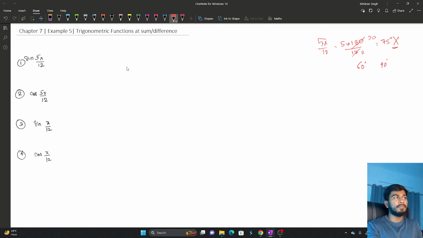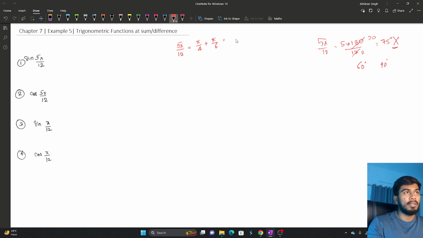What next? What can we do here? So 5 pi by 12. It is not very intuitive, but yeah, you will learn it from practice. You can write 5 pi by 12 as pi by 4 plus pi by 6. You can add and check. LCM will be 12. 4 3s are 12, 3 pi, and 6 2s are 12, 2 pi, which is 5 pi by 12. So 5 pi by 12 can be broken down into pi by 4 and pi by 6.